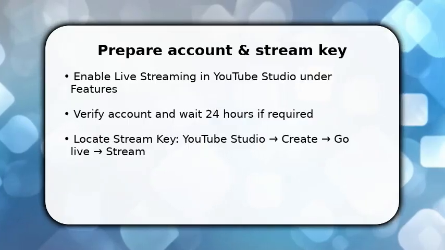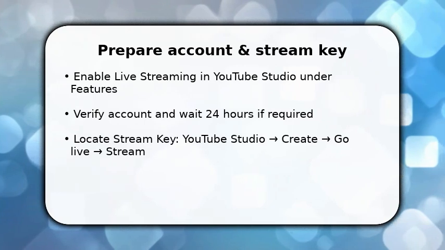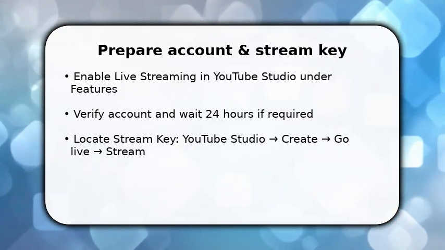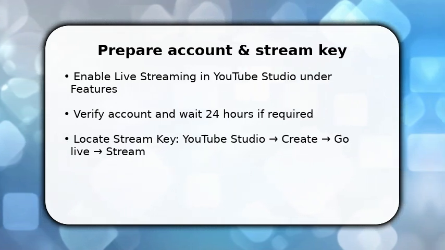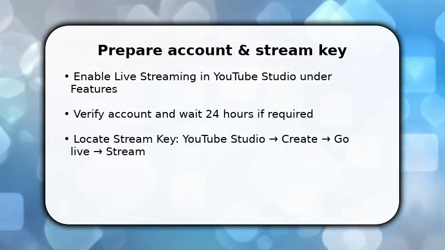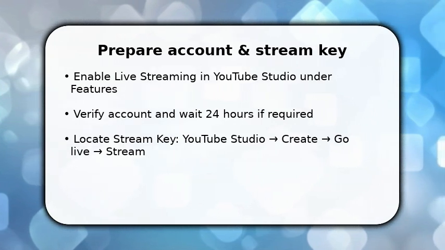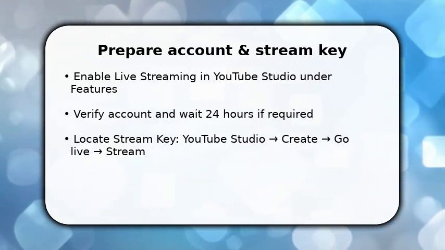You start by preparing your account and getting the stream key. You need live streaming enabled and verification complete. Once done, open YouTube Studio, select Create, then go live and copy the stream key. Make sure to keep the key private. It links your encoder to your channel.